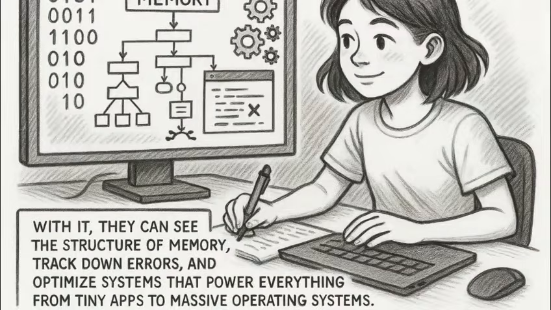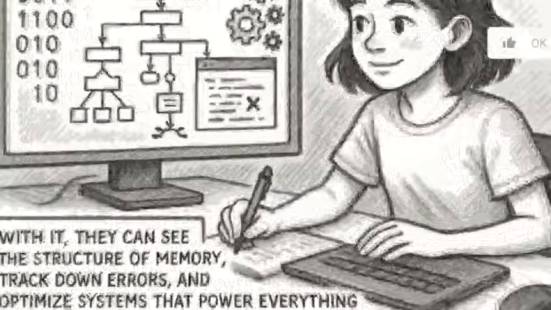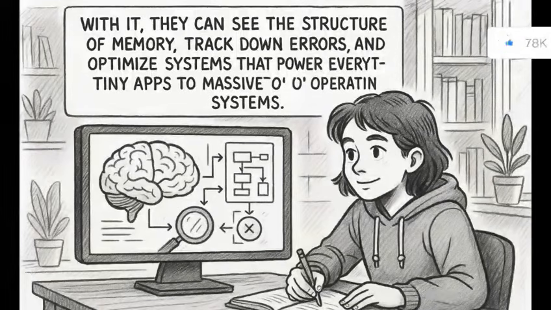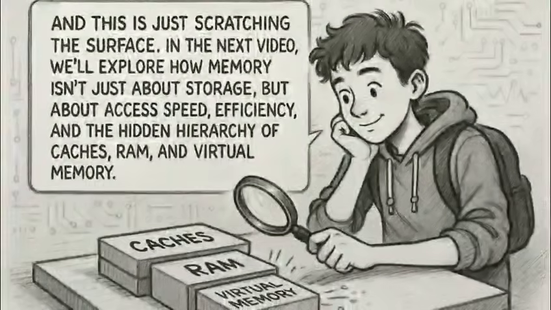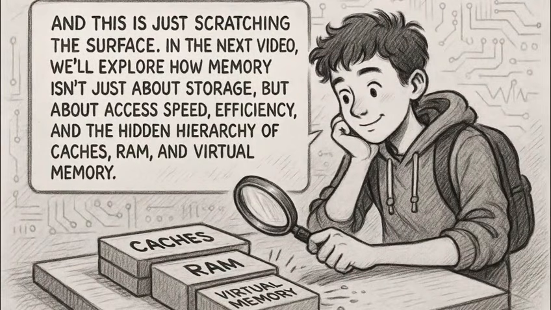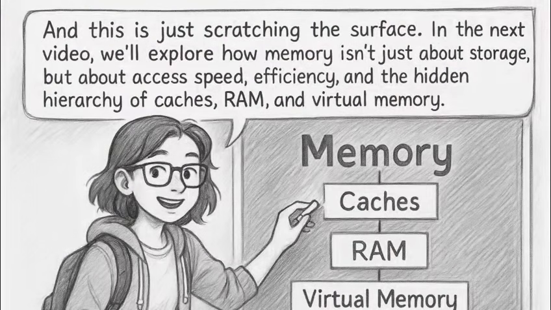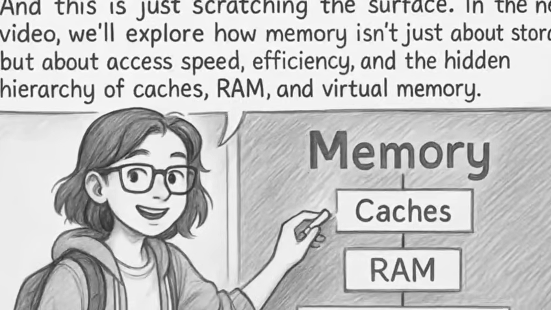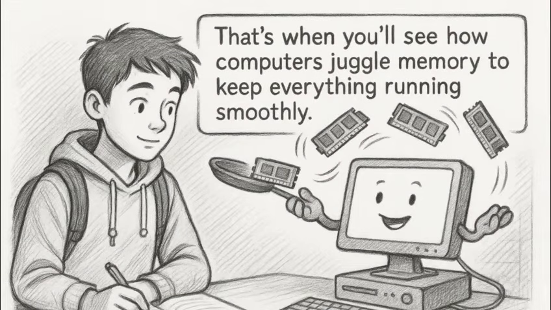With it, they can see the structure of memory, track down errors, and optimize systems that power everything from tiny apps to massive operating systems. And this is just scratching the surface. In the next video, we'll explore how memory isn't just about storage, but about access speed, efficiency, and the hidden hierarchy of caches, RAM, and virtual memory. That's when you'll see how computers juggle memory to keep everything running smoothly.